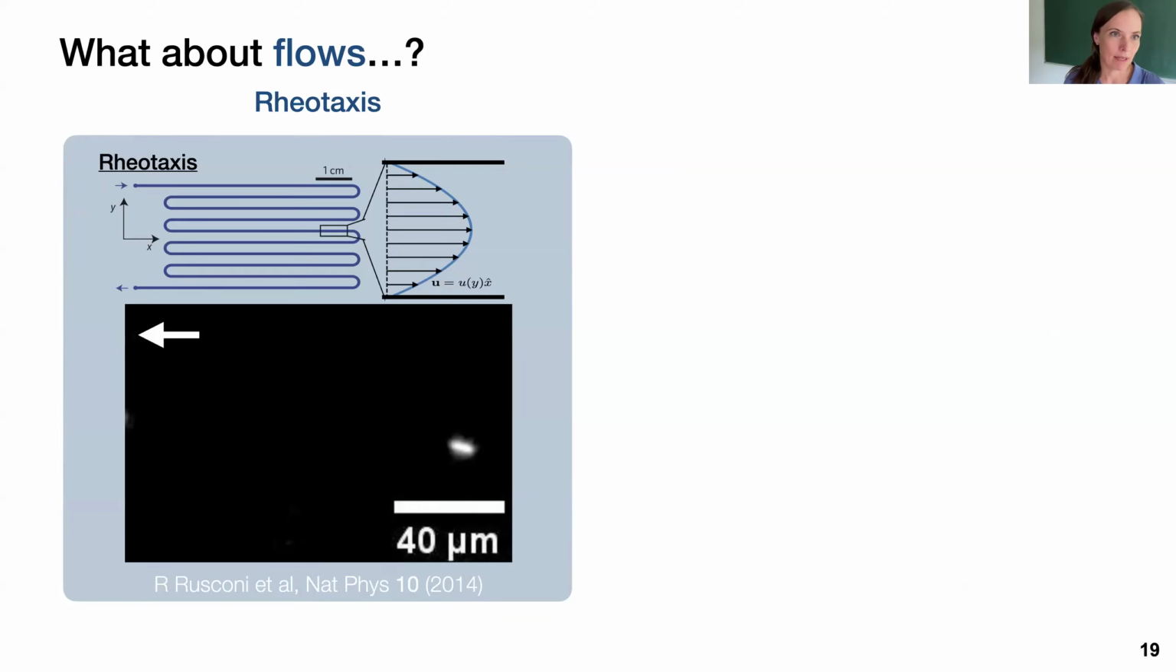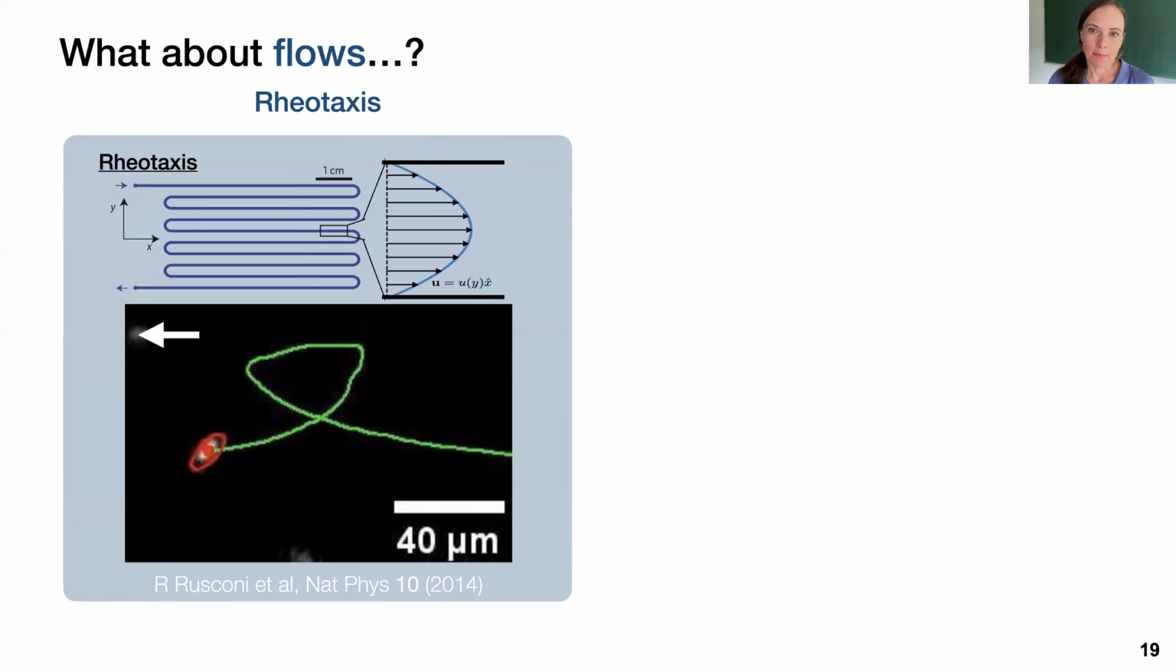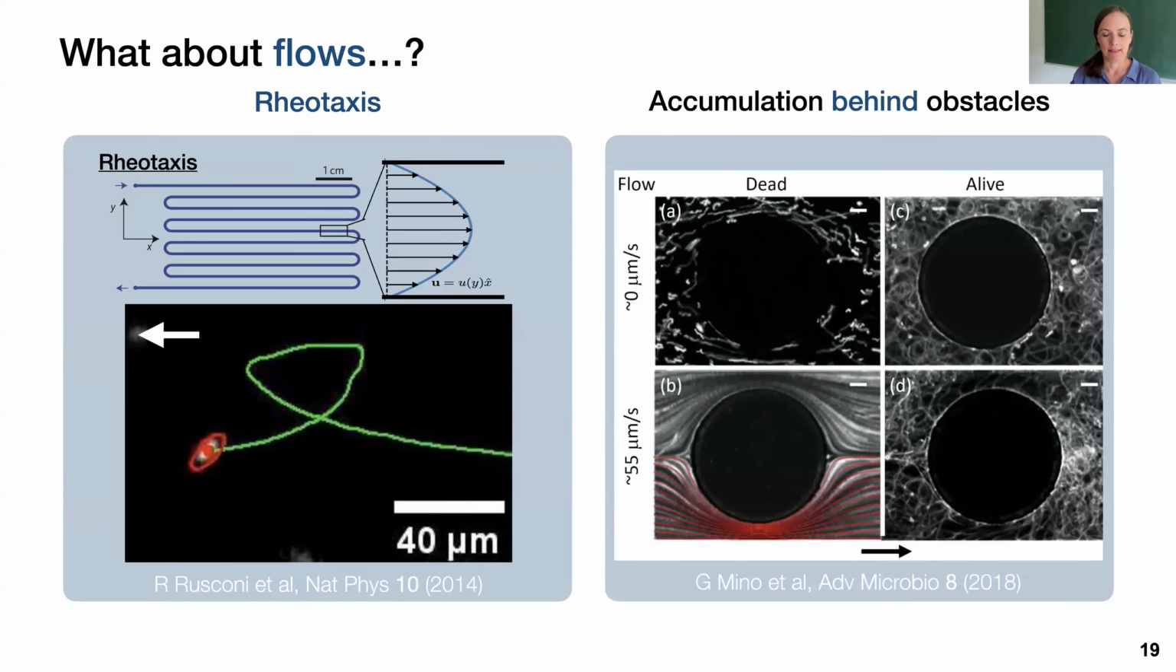What we do know from experiments is that the interaction between flows and microorganisms is quite interesting. So we know that microorganisms can reorient in the flow. They reorient to the flow vorticity, and this can lead to really interesting loop-like trajectories near surfaces, but also in the bulk.